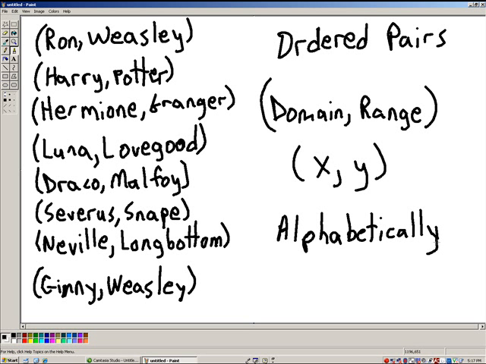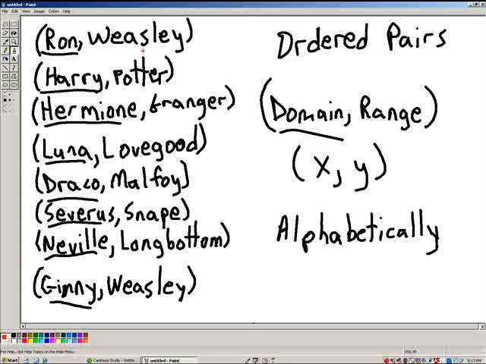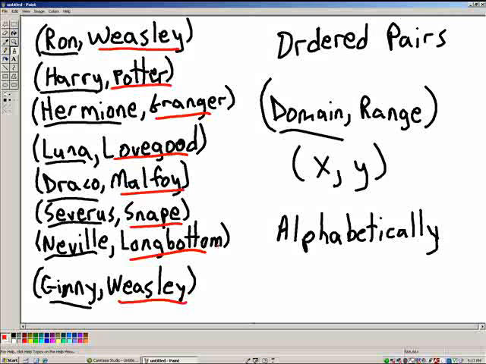And if you're given a set of ordered pairs, then you can find the domain and range because you know that the domain comes first. So if they said, what's the domain of this set of ordered pairs? You would just pick all these first values, and you would say the domain is Ron, Harry, Hermione, Luna, Draco, Severus, Neville, and Ginny. That's the domain. And then if they said, well, what's the range? You could say, well, the range is Weasley, Potter, Granger, Lovegood, Malfoy, Snape, Longbottom, and Weasley. That's simple. That's domain and range of a function.